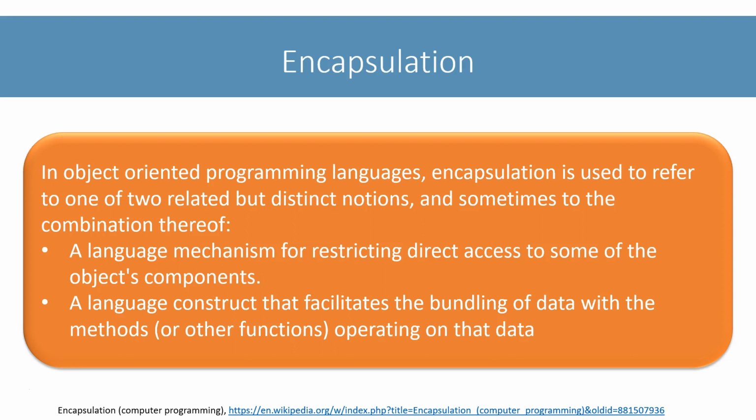First one being restricting direct access to some of the object's components. Rephrasing it in a little bit simpler wording, it means hiding some of the implementation details from the outside world. This is also known as data hiding. The second point in the definition on facilitating bundling of data with methods means characteristics and behaviors are combined into a single unit.